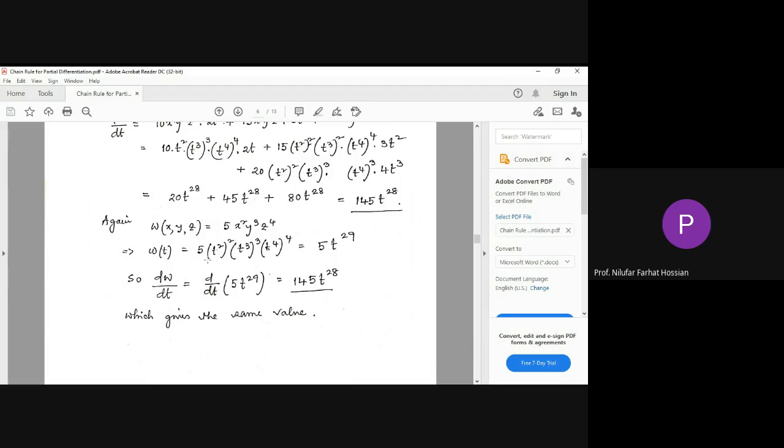You see, w is a function of t only. So you can easily find dw by dt, which will be d/dt of this thing. So 5 into 29 into t to the power 28, so 145. So you see, you are getting the same result: 145 t to the power 28, 145 t to the power 28.